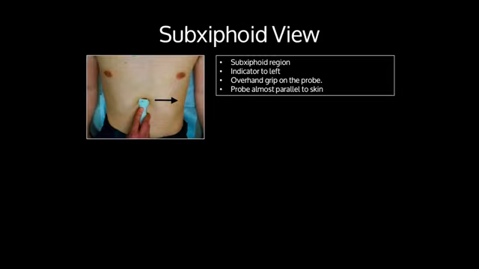Start on the patient's right. Locate the liver and sweep to the patient's left, using the liver as an acoustic window. Basically, acoustic window just means using an organ that doesn't contain gas and allows sound waves to travel through.